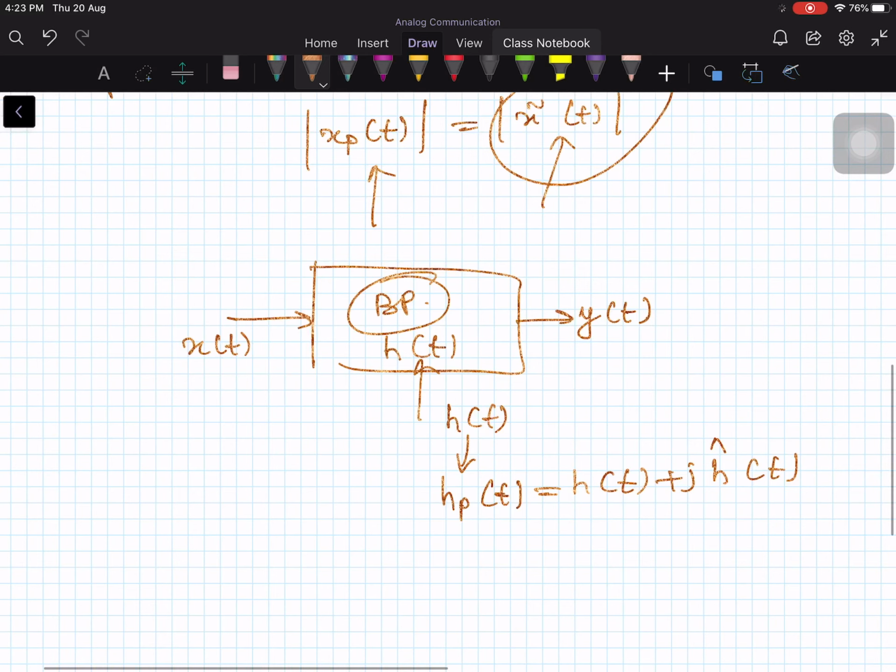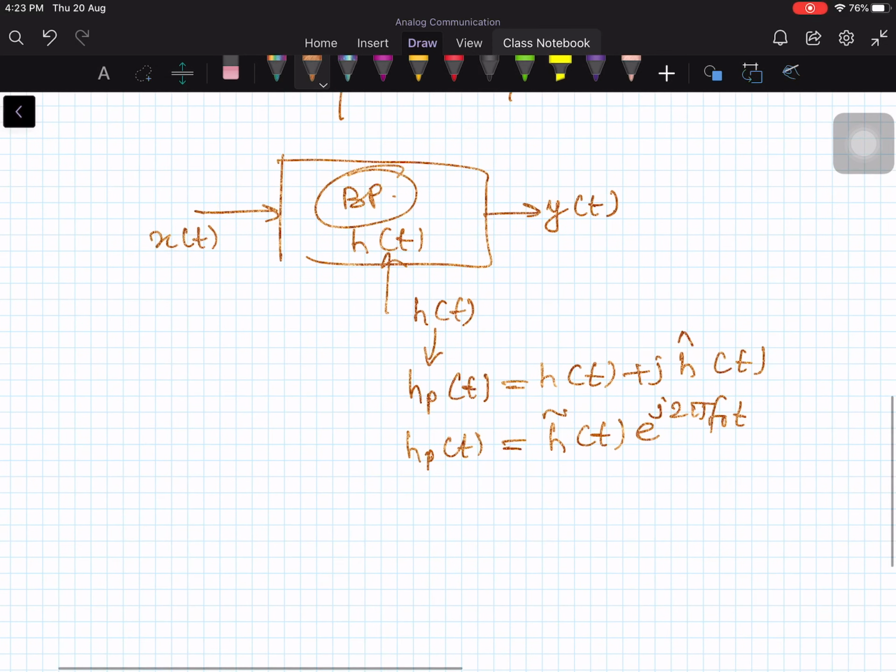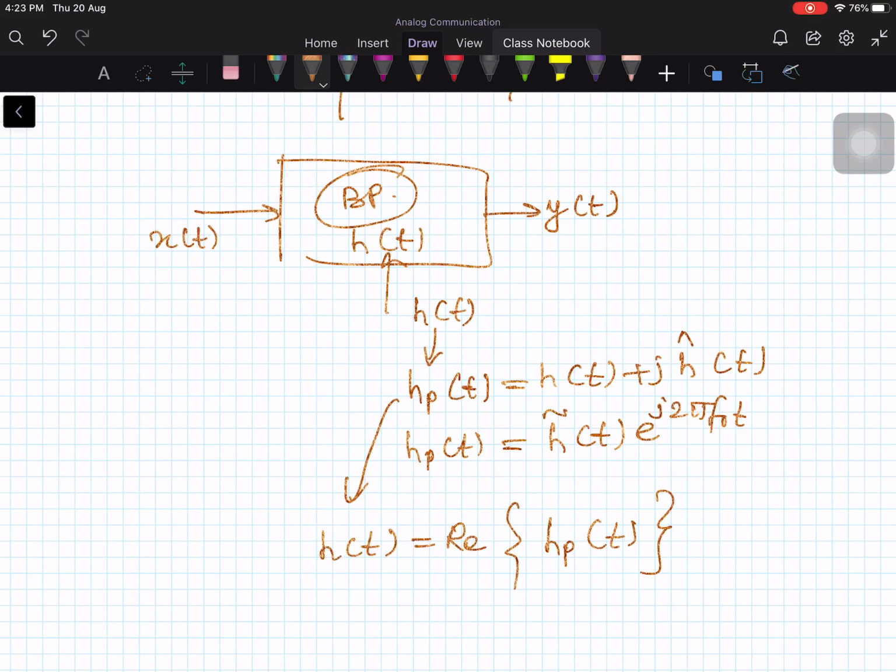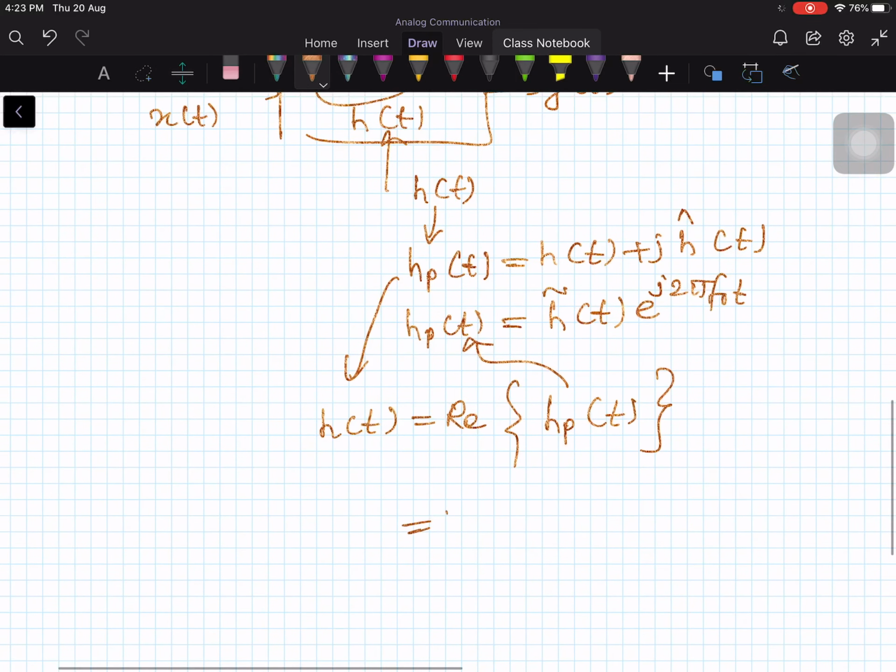Okay. Now I can think of this hp of t as some frequency translated version of its low pass signal, let's say h tilde of t times e to the j2 pi f naught t. Now one can ask a question, how can I get back h of t from this hp of t? So h of t is equal to the real part of hp of t. What is hp of t? hp of t is given here. So real part of h tilde of t times e to the j2 pi f naught t. What is h tilde of t? It is the low pass, let's say, impulse response.